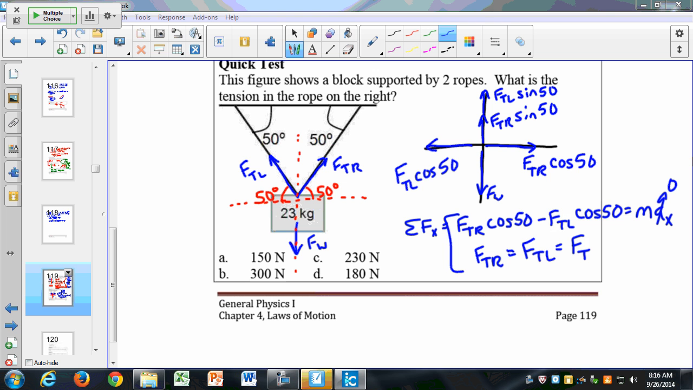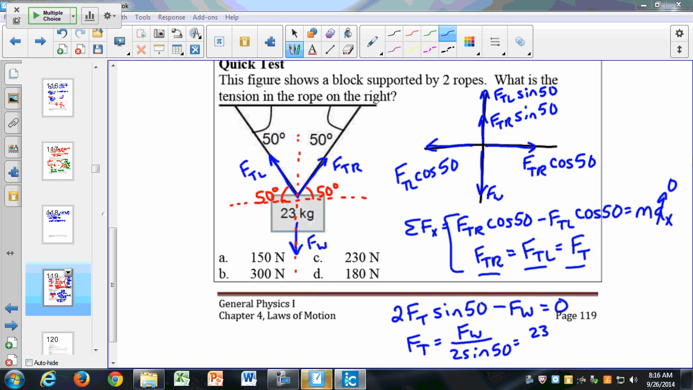Now, when we do the sum of the forces in the y, now that we know that these forces are equal, I can just say 2FT sine of 50 minus Fw equals 0. And since I'm looking for the tension, now I just solve for this. So it's FT equals Fw divided by 2 sine 50. That is equal to 23 kilograms times 10. That's the acceleration due to gravity, but notice that I use a positive value. Over 2 sine 50. That's equal to 150 newtons.